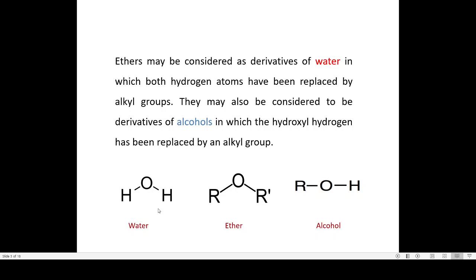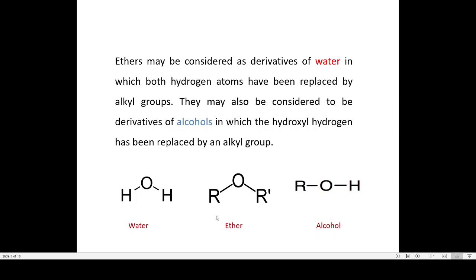In the case of water, the hydrogen atoms bonded to the oxygen are replaced by an alkyl or an aryl group. When they are considered as the derivatives of the alcohol, here the hydrogen that has been attached to the oxygen is replaced by an alkyl group.